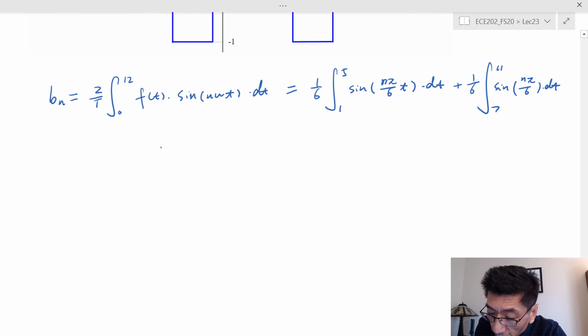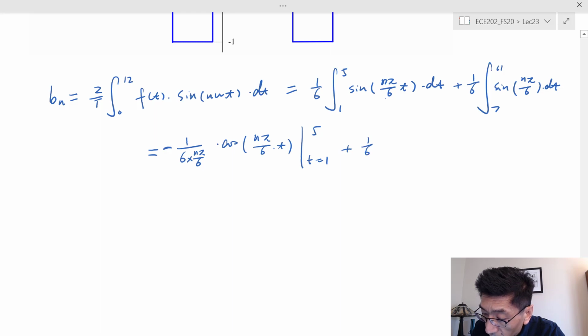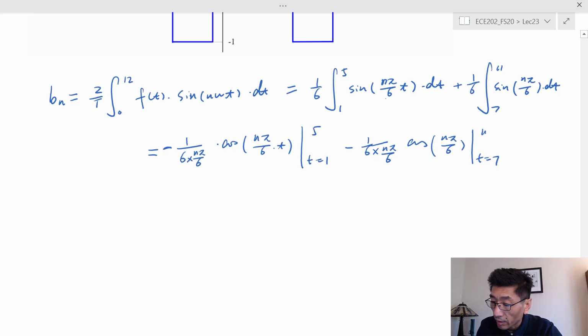And so the first term here is just one over 6, and then I divide by n pi over 6 and times, that one I'm going to evaluate, it becomes a cosine function, so I evaluate cosine n pi over 6 times t, for t equal to 1 to 5, and plus 1 over 6, we do the same thing, times n pi over 6, and here again I need to change this to the negative sign, since the d cosine x is equal to negative sine x dx, and I have cosine n pi over 6 t, for t equal to 7 to 11. I evaluate these two.